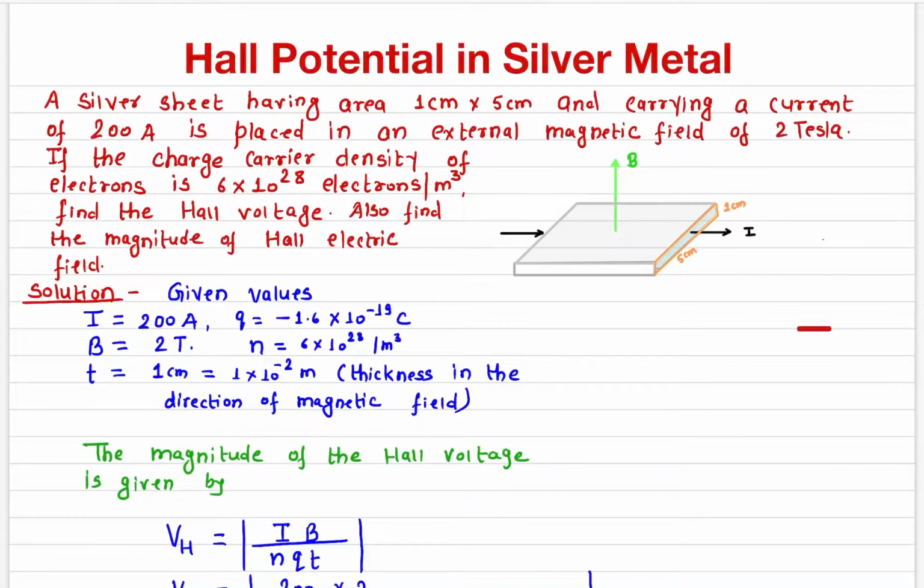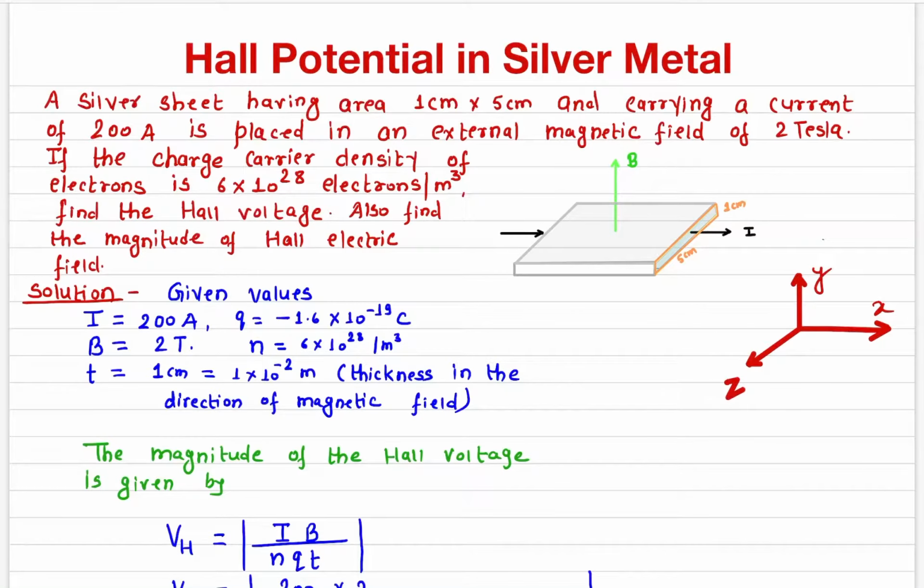We call this the y-axis, and this will be our z-axis. Okay, that's the x, y, and z. So the current is passing through this silver foil along the direction of x. This is placed in a magnetic field which is directed along the z-axis here.